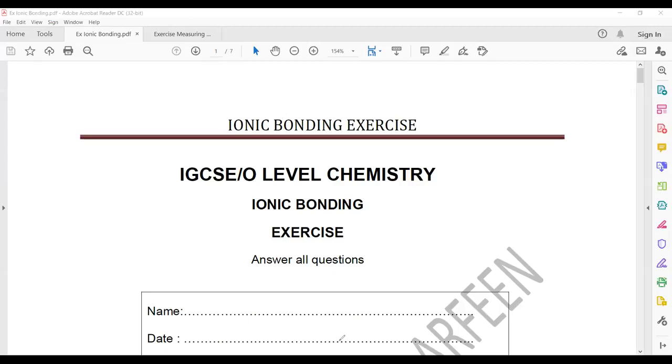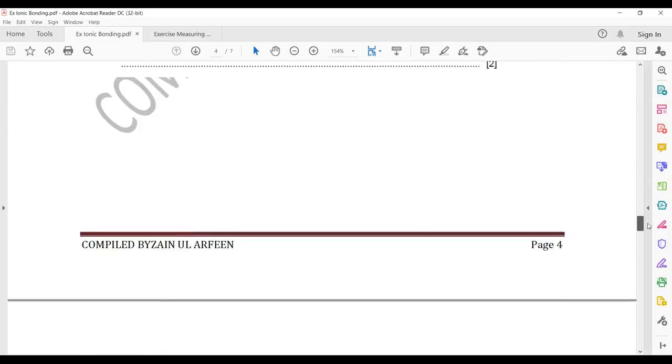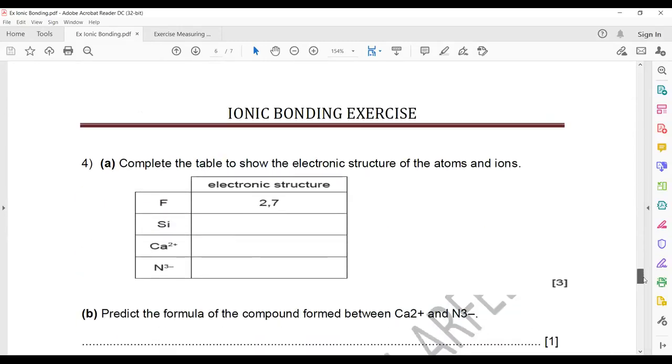So the ionic bonding exercise, the weekly homework, the last question, we'll complete the last question discussion. That is about magnesium chloride.